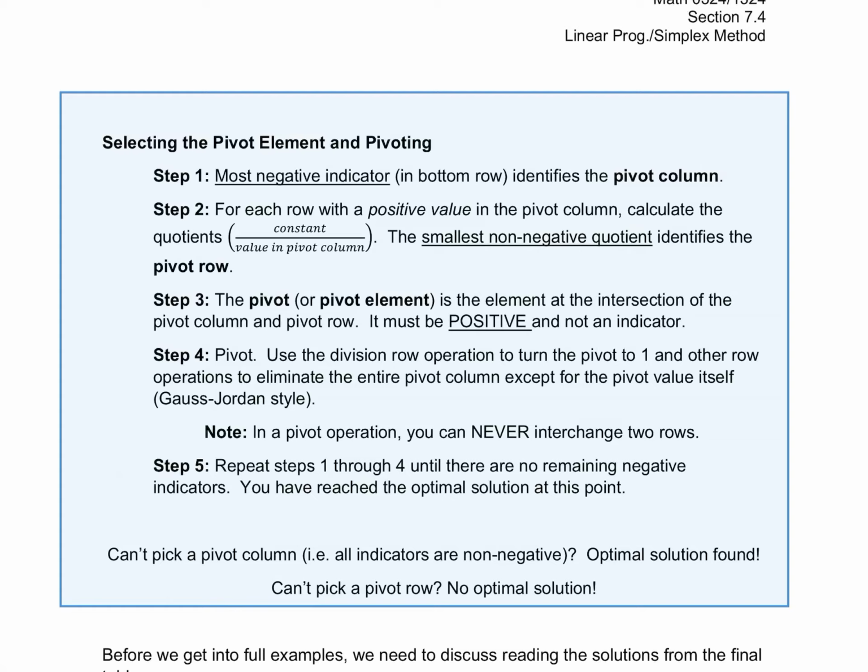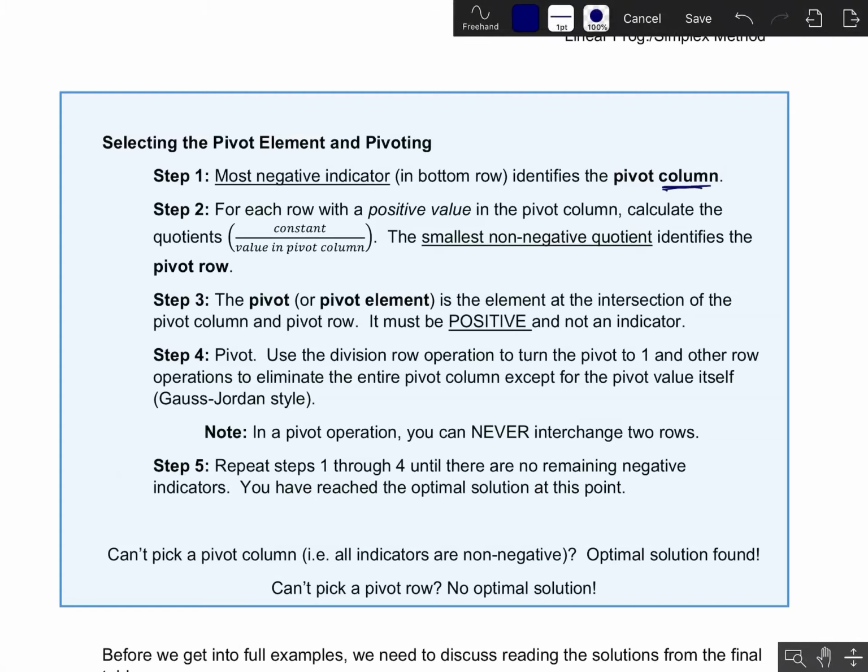Okay, so let's look at these steps. In step 1, it says you want to locate the most negative indicator, and that tells you which column you're going to be working with. So that will tell you the column that contains the pivot.